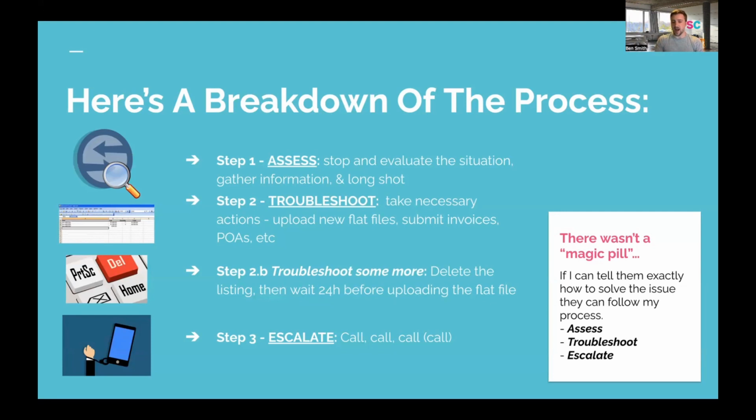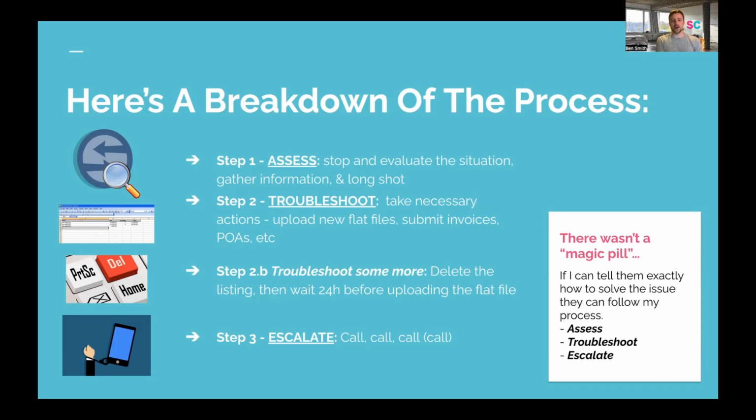If some of those get kicked back or we have any issues, we might need to go to step 2B to troubleshoot some more. So maybe that's deleting a listing and doing a full re-upload. Maybe that's annotating the invoices because we forgot and re-uploading them, right? And if none of that stuff works, move on to step 3, escalate, call, and wait till you get that Amazon rep that really can assist you.